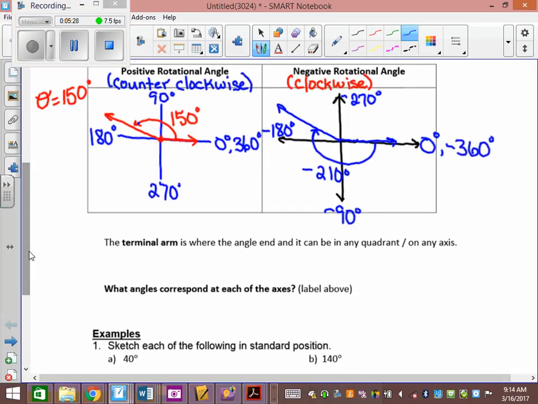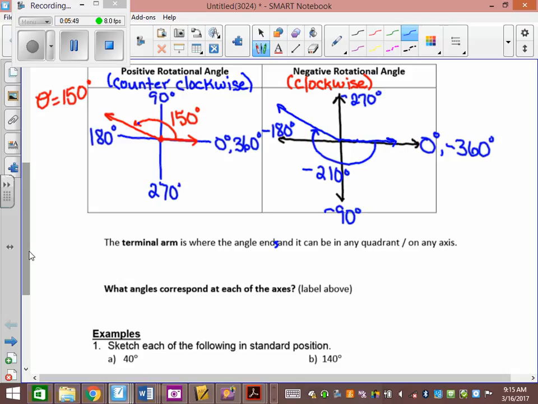The terminal arm is where the angle ends, and it can be in any quadrant or on any axis. So it could terminate, a 90-degree angle would start at the x-axis, but it would terminate on the 90-degree arm, right? So it can terminate on one of the axes, or it could terminate anywhere throughout.